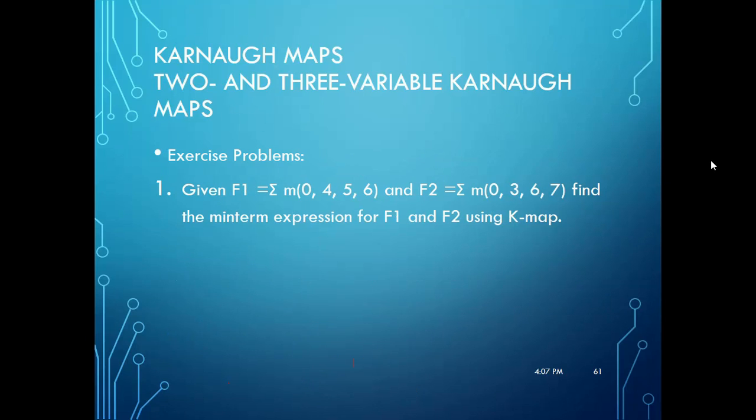Take one exercise problem. Given f1 is equal to summation of min terms 0, 4, 5, 6, and f2 is equal to summation of min terms 0, 3, 6, 7. Find the min term expression for f1 and f2 using the K-map. This is an exercise problem you have to solve on your own. Try to solve this problem.